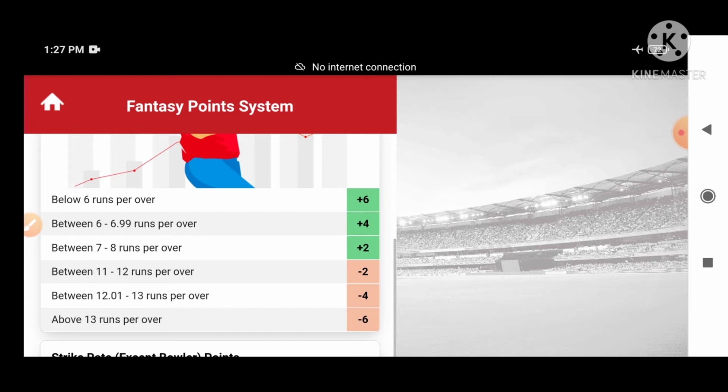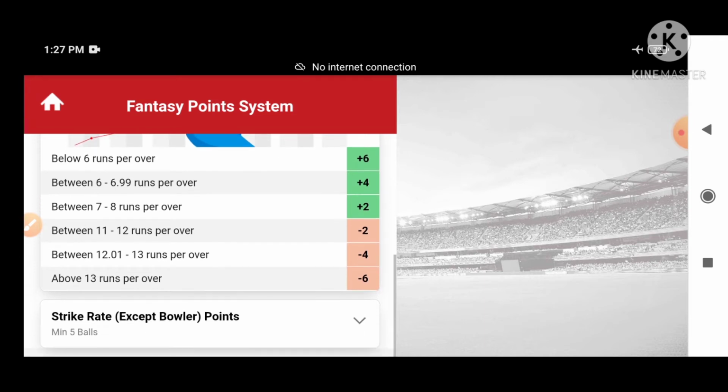If you understand the economy per over and choose a bowler as captain, there will be a good differential point. Then, if any bowler concedes 11 to 12 runs per over: in T20 matches the economy rate is measured over 2 overs, but here it is measured over 1 over. Between 11 and 12 it is minus 2, between 12.1 and 13 per over it is minus 4, and above 13 it is minus 6. So you have to understand that.